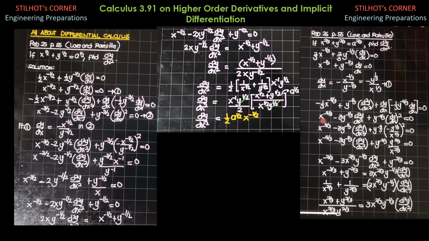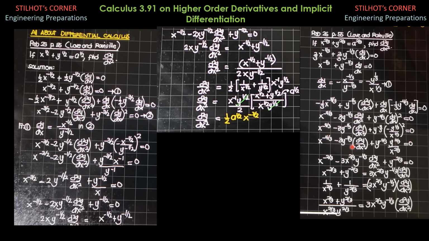So we have x to the negative 4/3, then negative 3y to the negative 1/3 times the second derivative of y with respect to x, then plus y to the negative 4/3 times (dy/dx) squared equals 0. So simplifying, we have x to the negative 4/3 minus 3y to the negative 1/3 second derivative of y with respect to x plus y to the negative 4/3, then dy/dx substituted, which is negative y to the 1/3 over x to the 1/3, quantity squared, equals 0.